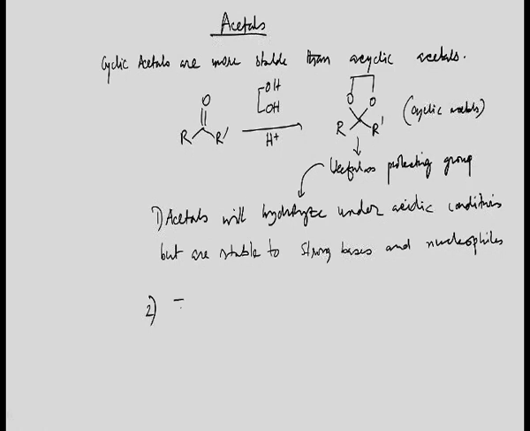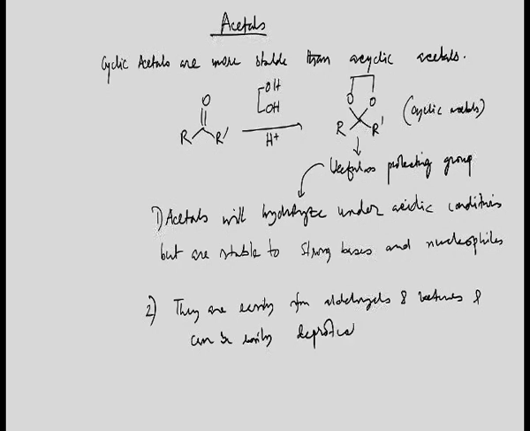And they are easily formed also. They are easily formed from aldehydes and ketones, and we have already told they are hydrolyzed, so it can be easily deprotected. So these properties are good, and that's why it is called an ideal protecting group. So now we will see some applications.